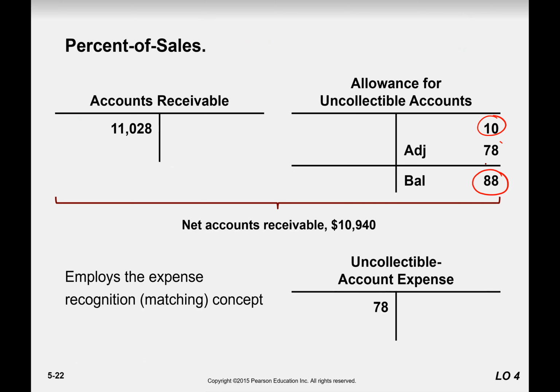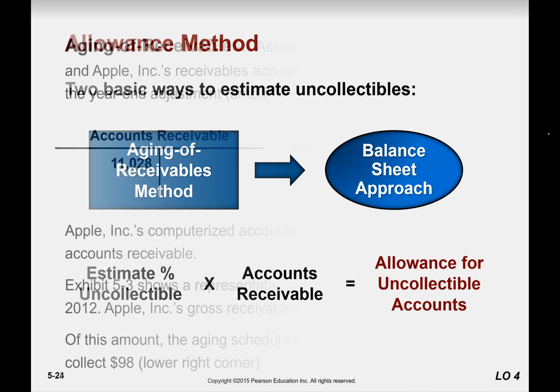So in the percentage of sale method, the percentage of sale method will give you this figure, right? And the balance is 88. But in case of aging, it will give you this figure. The aging will give you this figure, right? So it means you need to recalculate what adjustment we need to make.